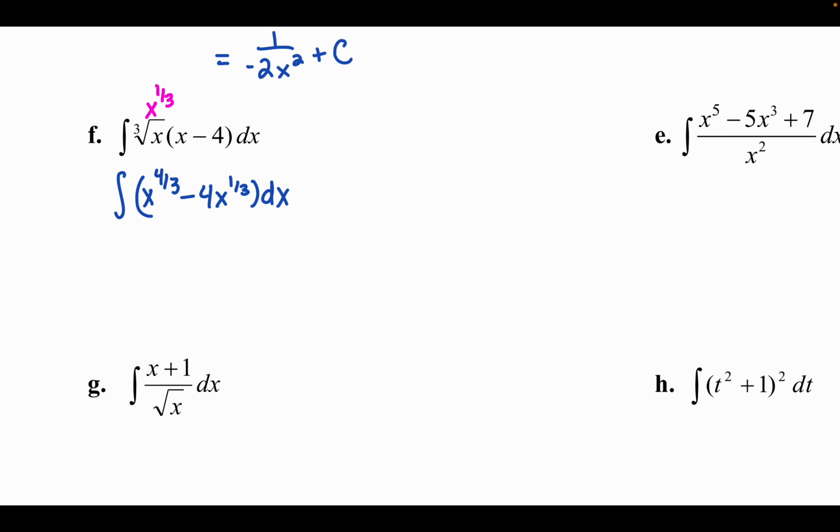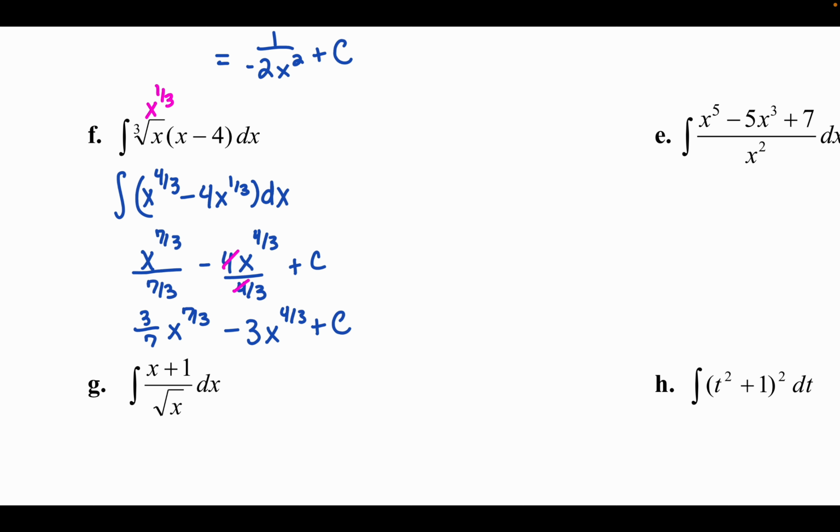So 4/3, I'm going to add 1 to that. That'll be 7/3, divided by 7/3, minus 4 x to the 4/3 when we add 1, divide by 4/3, and then plus c. So I'm going to flip my fractions that are on the bottom. When I flip the second fraction, the 4's are going to end up canceling out. So I just have minus 3x to the 4/3 plus c.